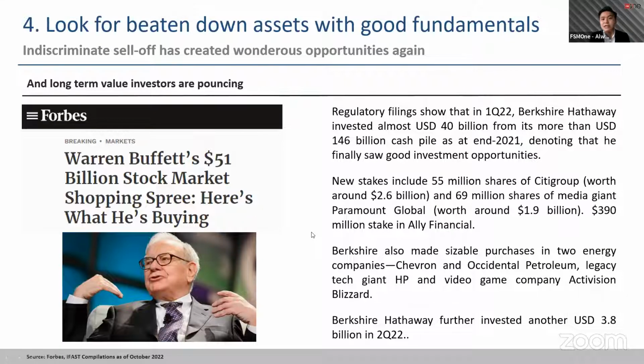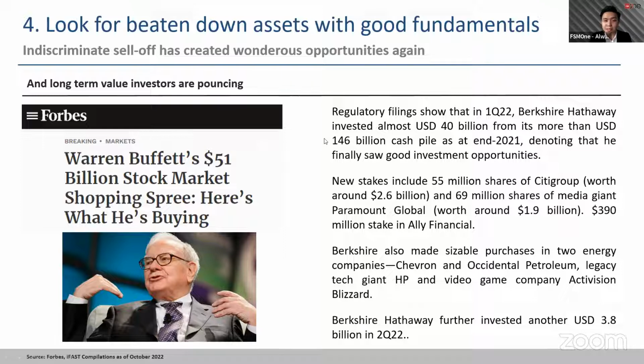Next, look for beaten down assets with good fundamentals. So this is also using the thinking of value investing. Maybe some of you here saw this before, that Warren Buffett is actually getting greedier when there's blood in the market. Based on the regulatory filings in the first quarter, Berkshire Hathaway, which is Warren Buffett's company, invested around 40 billion as he sees more investment opportunities.